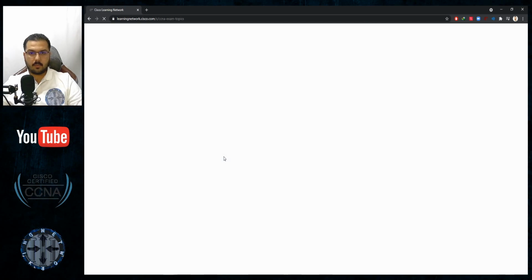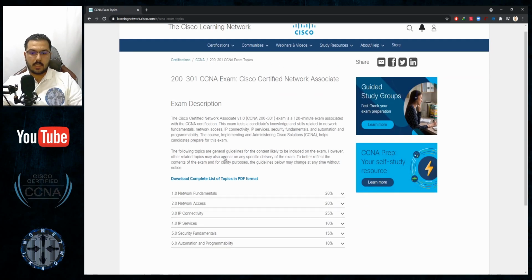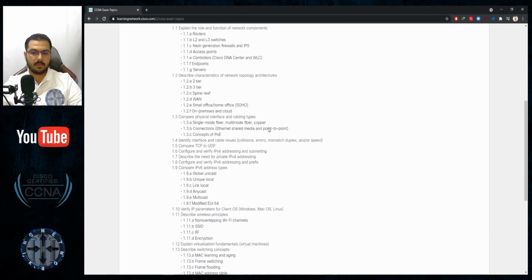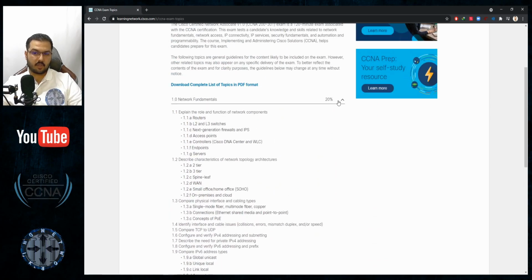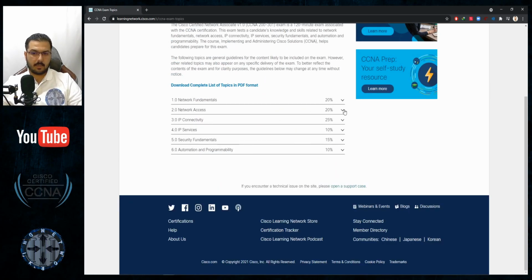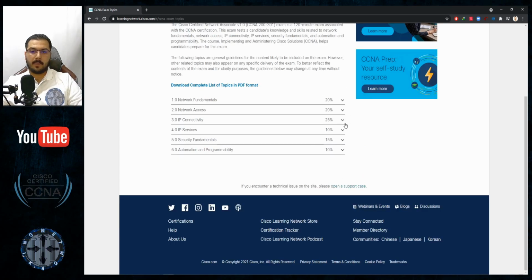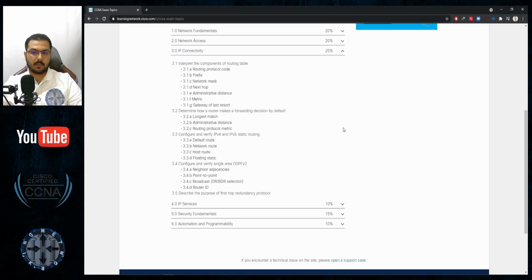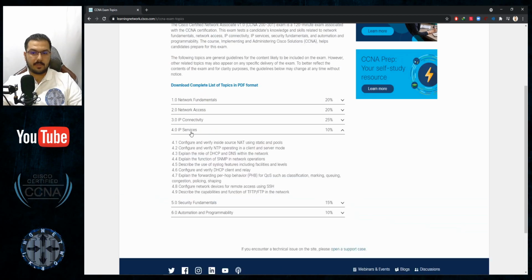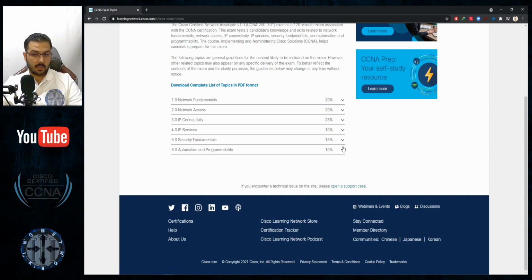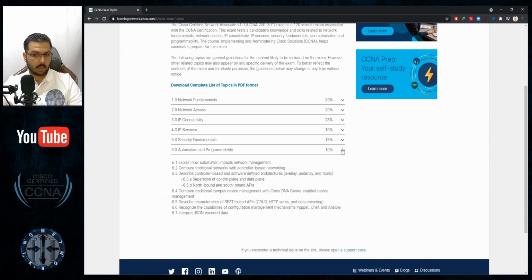After the exam topics, these are the 6 chapters of the blueprints of this exam. Chapter 1 is the network fundamentals. This is the first and the biggest chapter. There's the network access for layer 2 technologies. There is the IP connectivity for layer 3 technologies. There is IP services, this one is very mandatory. There is something called security, and there is automation and programmability.